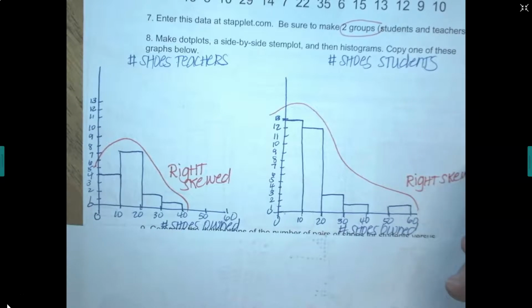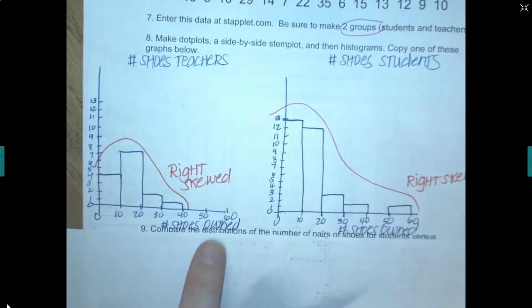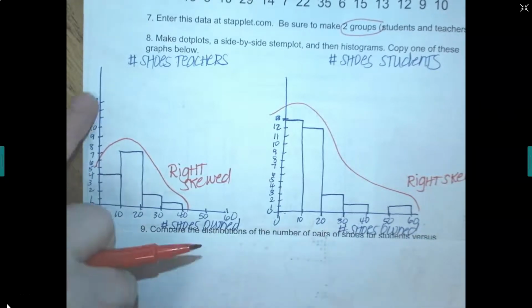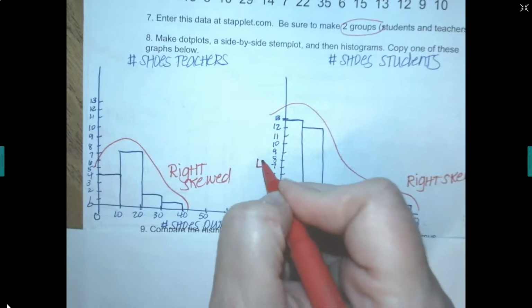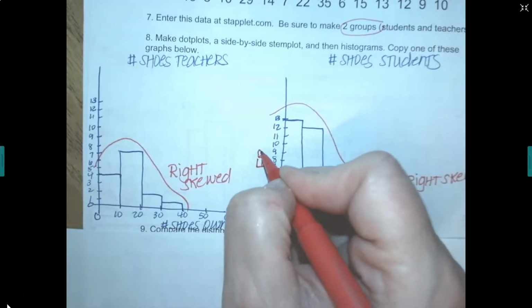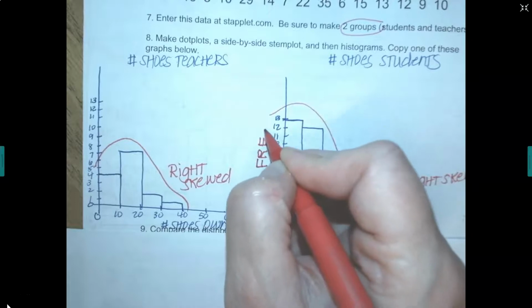Make sure you've labeled your axes. I've got the number of shoes owned, and I've got my y-axis labeled. You could write frequency here, so FREQ, frequency, that's just what you've counted.